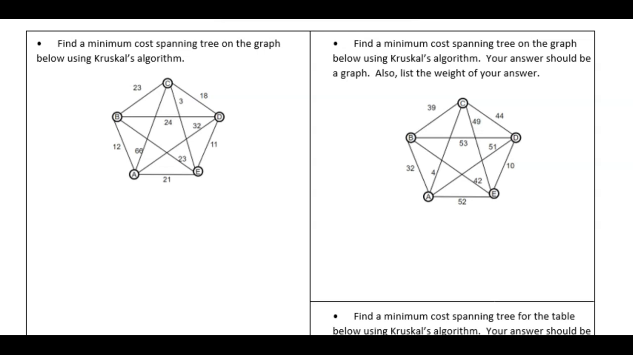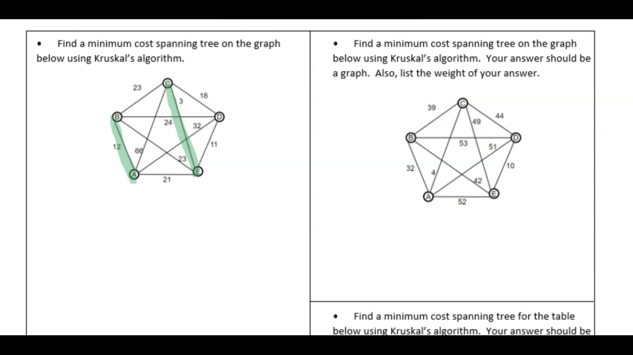Find a minimum cost spanning tree on the graph below using Kruskal's algorithm. All right, so Kruskal's algorithm, we go through and we find the cheapest connections we can. For example, this 3, definitely a cheap connection. So let's connect that one up. Okay, what's the next cheapest one?